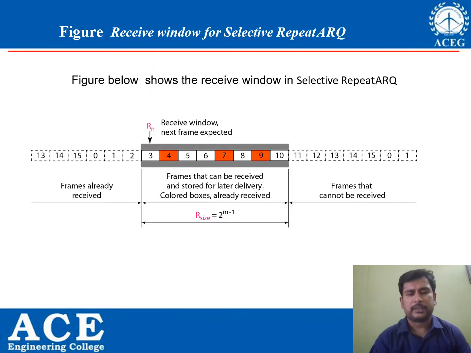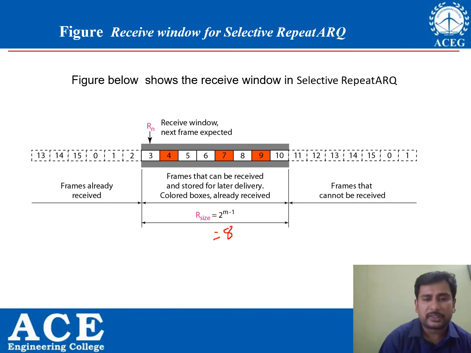Now let us look at the receiver window of selective repeat ARQ. As mentioned, m equal to 4, so the receiver window size is also 2 power m minus 1. Here we are considering m equal to 4. So the receiver window size is 2 power 4 minus 1, which is nothing but 2 cube, which is equal to 8. So here we are starting with frame 3. The receiver window size is 8. So here 3, 4, 5, 6, 7, 8, 9, 10. So we have the receiver window up to 10 frames.